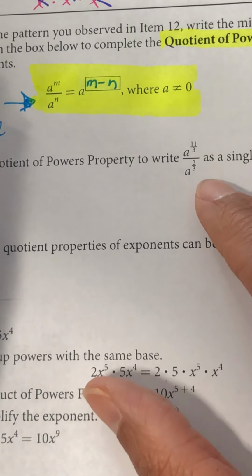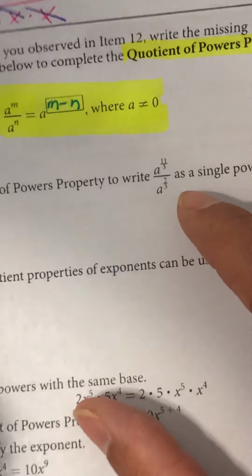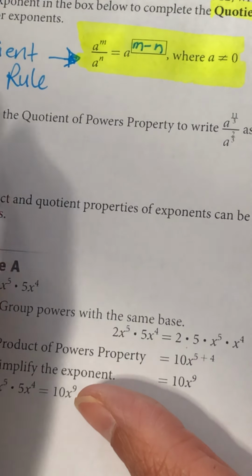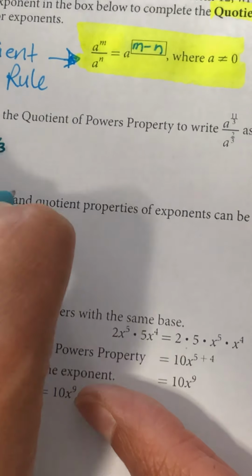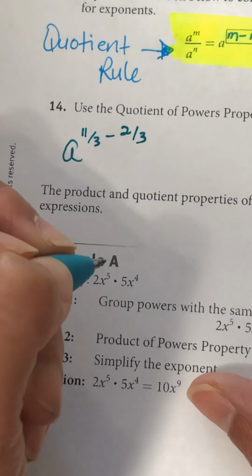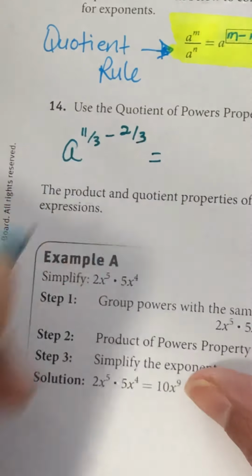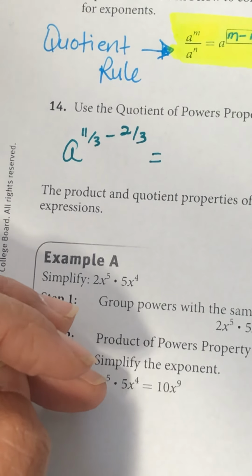So remember, we are dividing like bases. The bases are the a's. So that means that we are subtracting. We're using the quotient rule. So that means I'm going to have a to the 11/3 minus 2/3 because I'm subtracting their exponents. And luckily, they made it nice and easy for us because I have common denominators and I can go ahead and subtract those fractions.